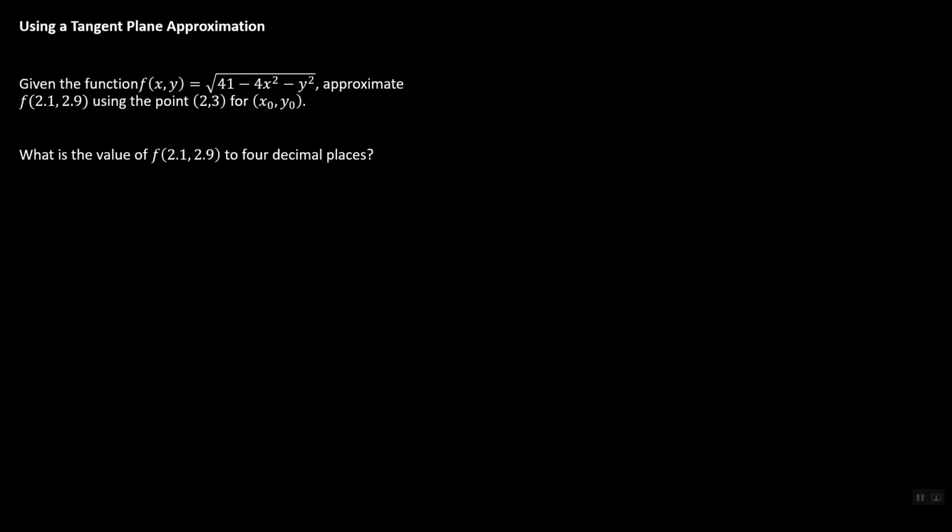If we want to use this idea on a function like the square root of 41 minus 4x squared minus y squared, if we wanted to approximate the function value when x is 2.1, y is 2.9, we can do that by first calculating the equation for L and then plugging in our values for x and y.